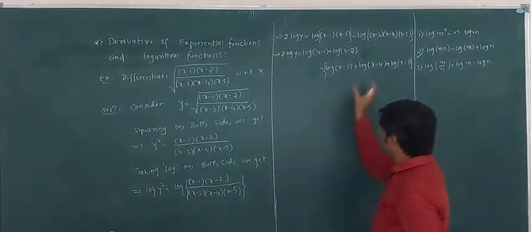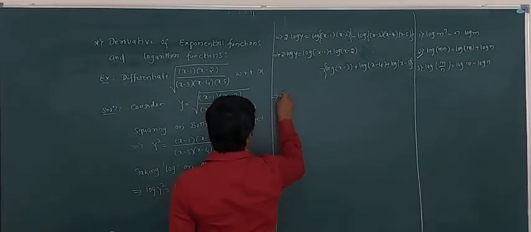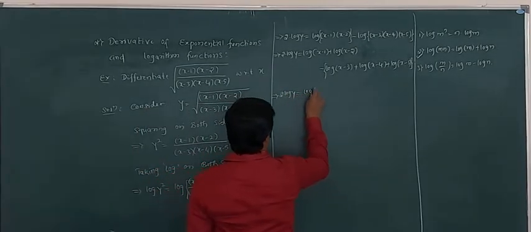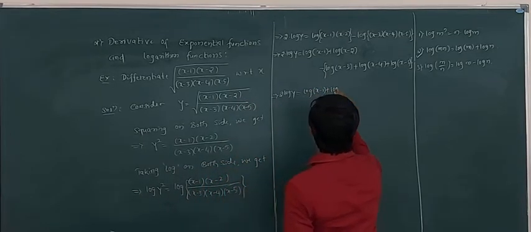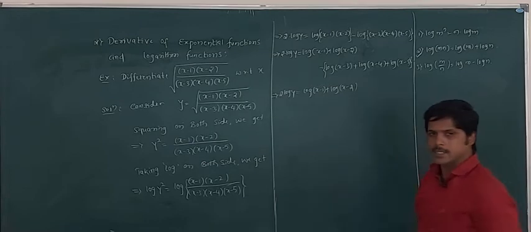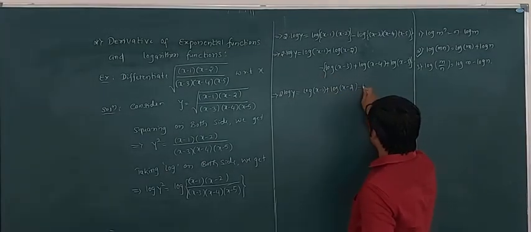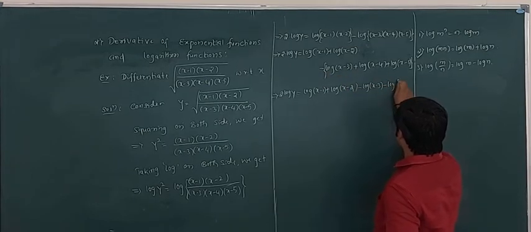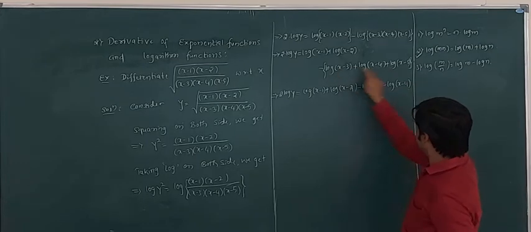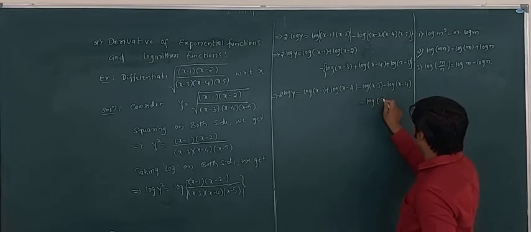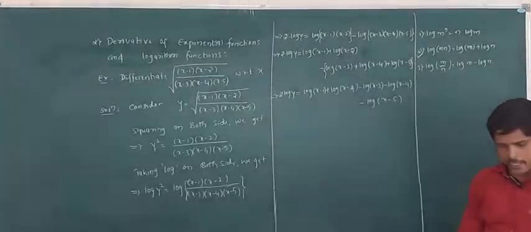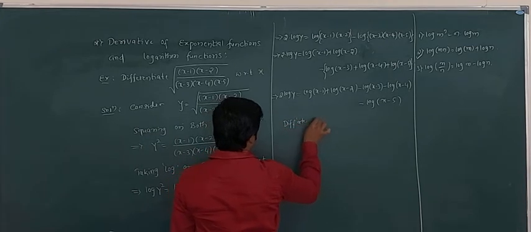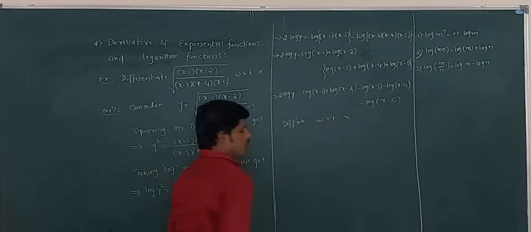Now remove the bracket of the second term. So LHS as it is, 2 into log y is equal to, the first term as it is, log of (x minus 1) plus log of (x minus 2). Now remove the bracket of the second term, that is minus into plus, that is minus log (x minus 3), minus log of (x minus 4), minus log of (x minus 5). Now differentiate with respect to x.